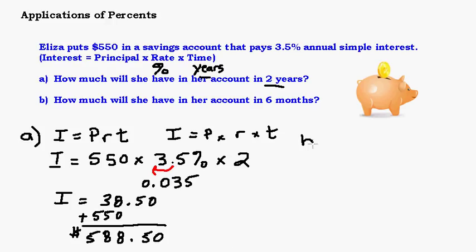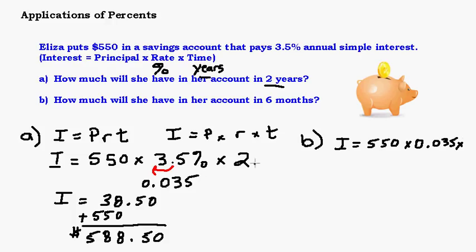Part B says, how much would she have in her account in 6 months? So what if she only left it in there for 6 months? Well, the principal would still be $550. The rate would still be 3.5%, 0.035. I'm going to run out of room.